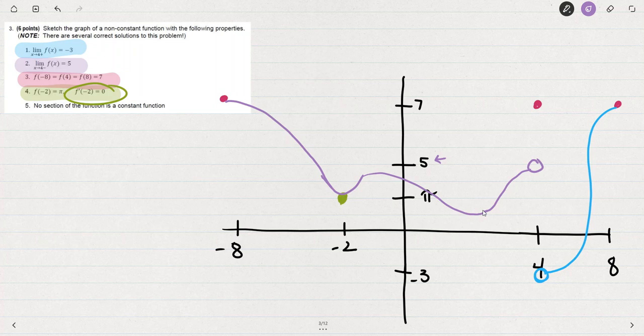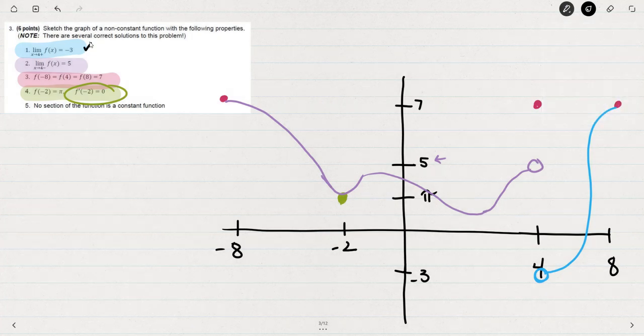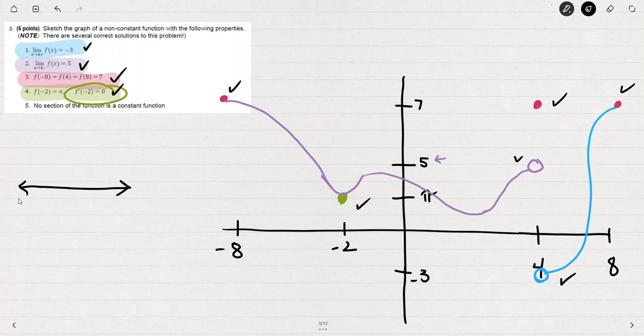Let's just check through each of these different points. The limit as x approaches 4 from the right is -3. The limit as x approaches 4 from the left is 5. F of -8, 4, and 8 all equal 7. F of -2 is pi, and the derivative at -2 is 0, and it's not constant, so it's not a horizontal line at any point in the graph. So that meets all the criteria.